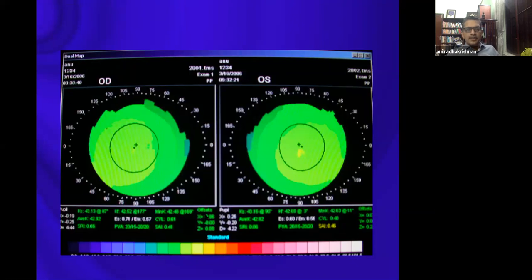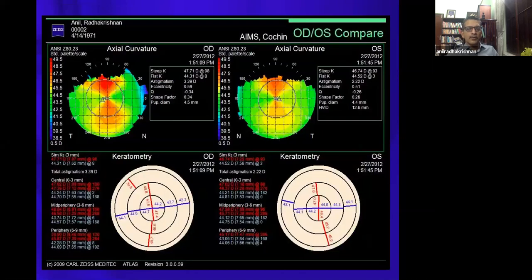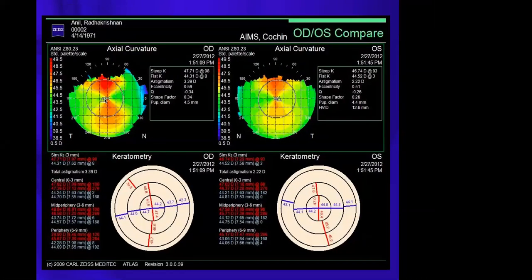So what about this? This is a patient, you look at the colors, and you can see that it is coming in this range, around 44, 45. So everything is perfectly normal. This is a round pattern that you see in a normal group. What about this?